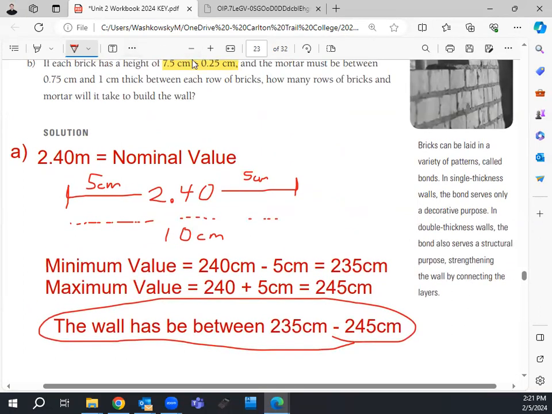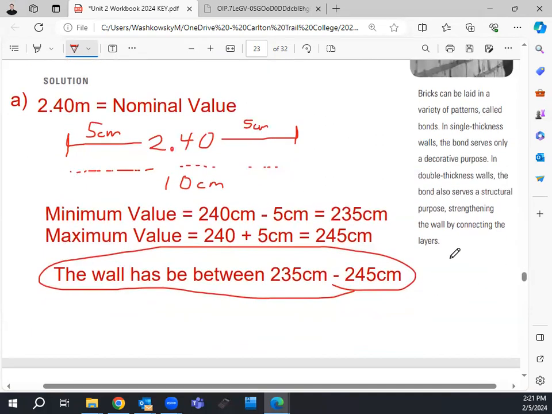So if each brick has a height of 7.5 centimeters plus or minus 0.25 centimeters, because remember, everything has a very small tolerance. Not all bricks are going to be the exact same height. And the mortar must be between 0.7 centimeters and 1 centimeter thick between each row, well, how many rows of bricks and mortar is it going to take? This is a complicated question. This is a difficult question.